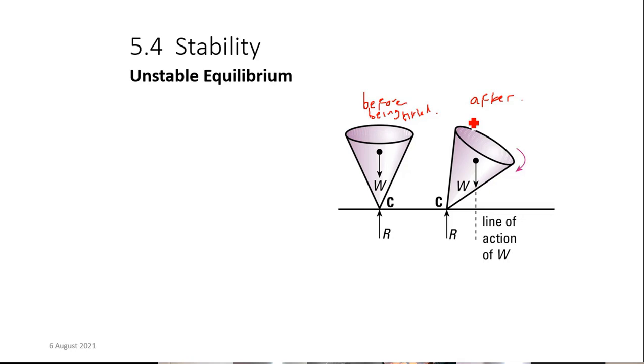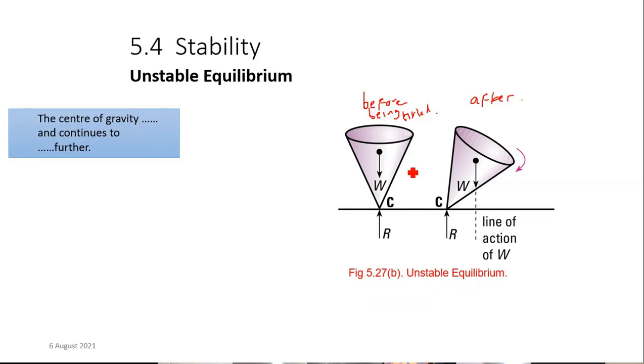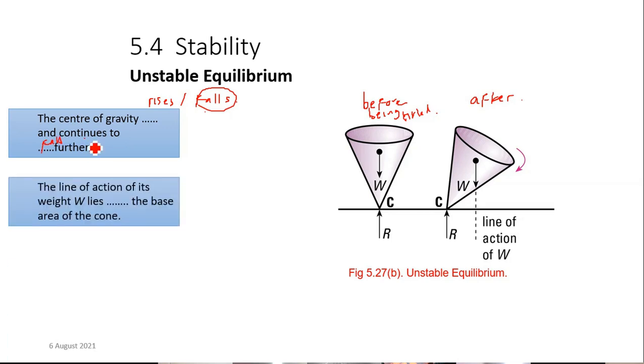Yeah, before that and after that. What do you think about, let's recheck, this is the unstable equilibrium. What do you think about the center of gravity? Does it rise or fall? The center of gravity falls and continues to fall further. And next, the line of action of its weight from the base.